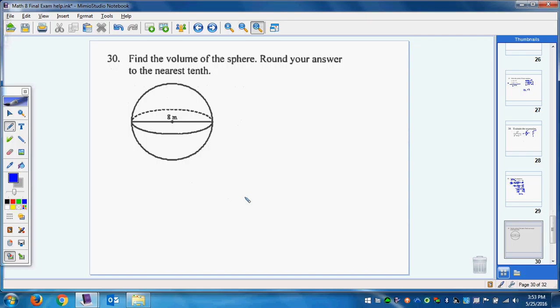Find the volume of the sphere, round your answer to the nearest tenth. So our diameter is 8, so it means radius is equal to 4. Now, if you remember the volume of the sphere, that is volume is equal to 4/3 pi r cubed. So let's see. Volume is equal to 4/3. And my radius is 4.